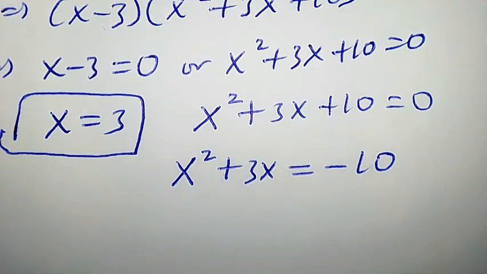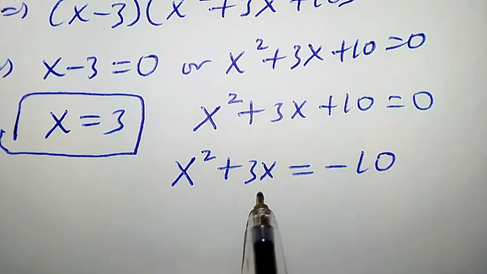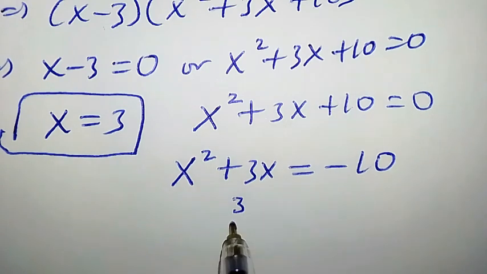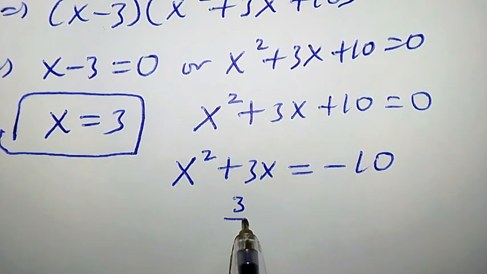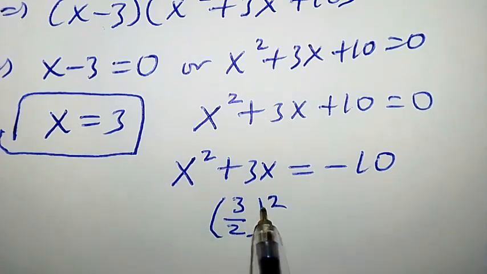The next step now is to add half of the coefficient of x and at the same time square it to both sides. The coefficient of x here is 3, so we have 3, and divide it by 2 and at the same time square it. So this is what we are going to add to both sides.